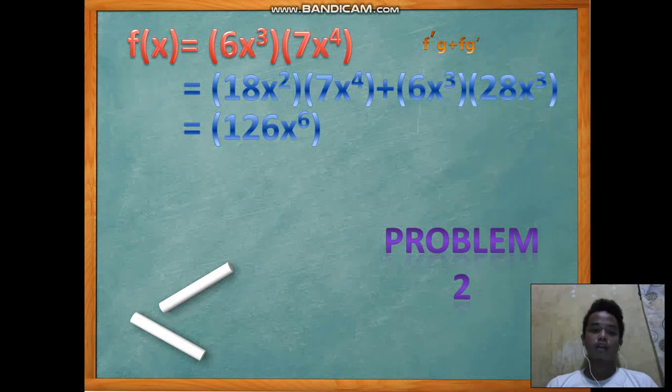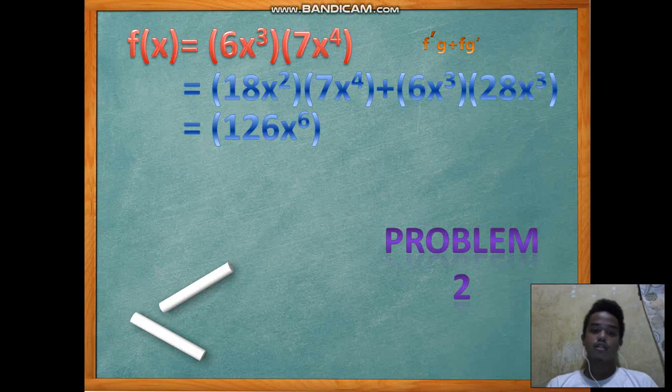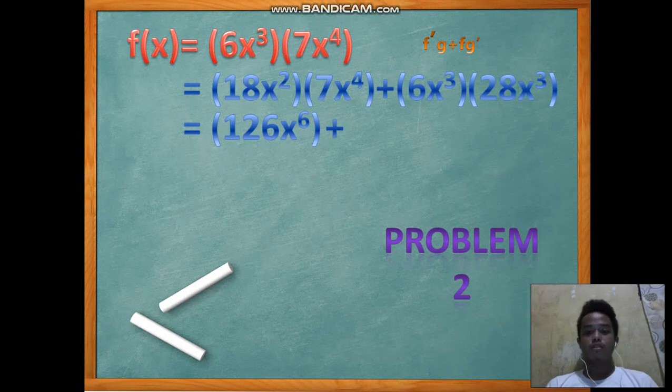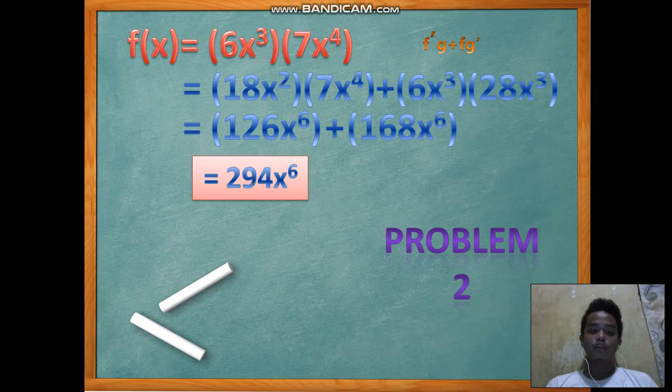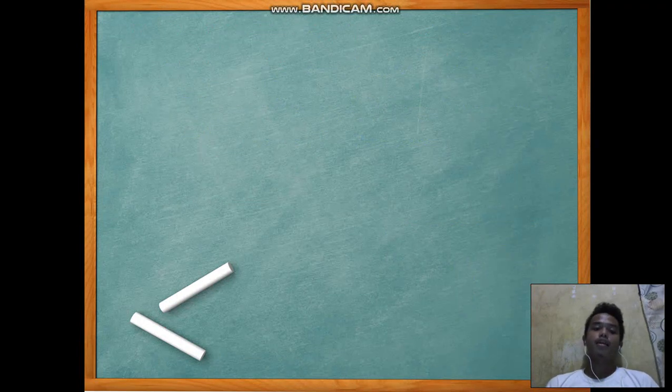18x squared times 7x to the fourth is 126x to the sixth, plus 6x cubed times 28x cubed is 168x to the sixth, and combine like terms, and we arrive at our final answer, which is 294x to the sixth, and that is basically the product rule.